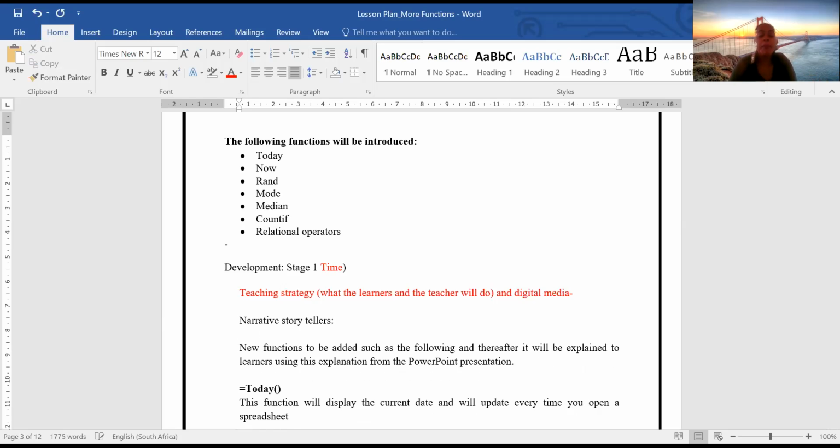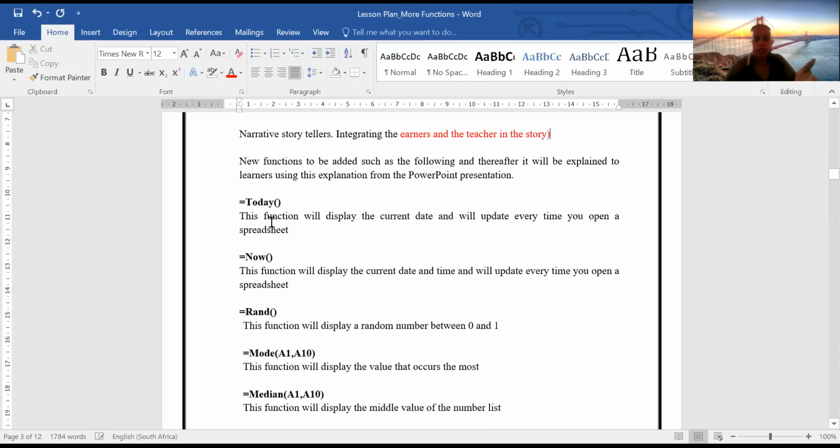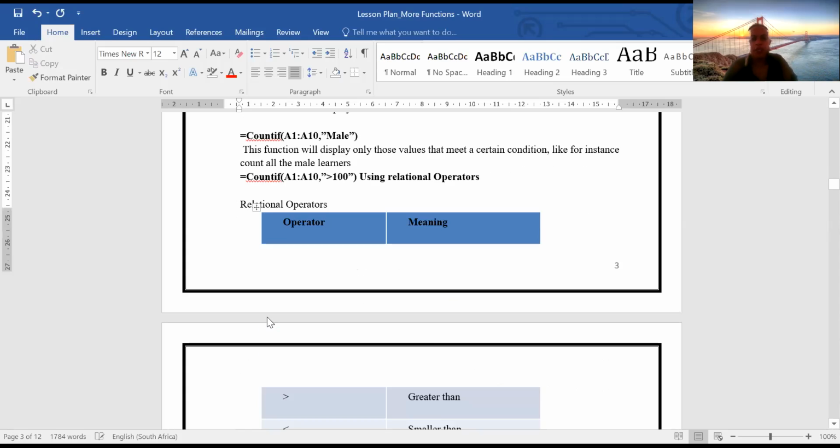Remember, you have to be also selfish. When you're doing this work, you are developing yourself. You're not just developing the learners. You're developing your own abilities to tell the story of your life. So let us integrate the learners and the teacher in our story, so that it becomes a very beautiful paragraph. And then this is what the teacher will do in that story.